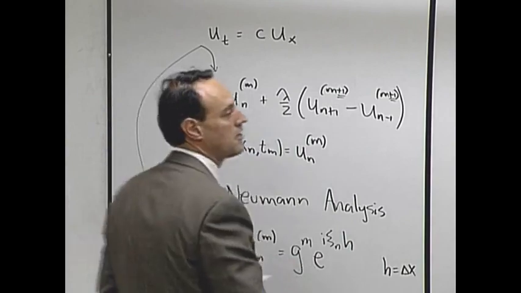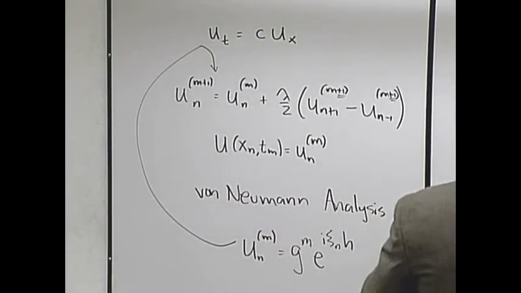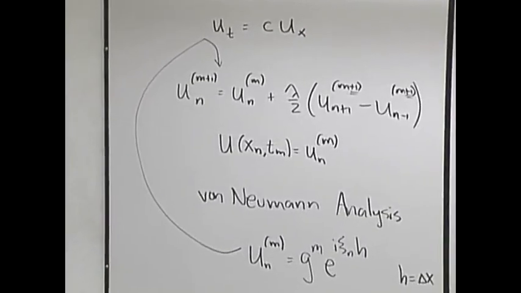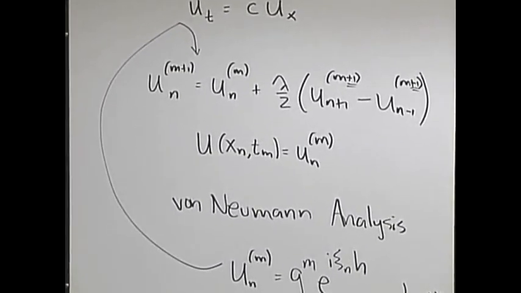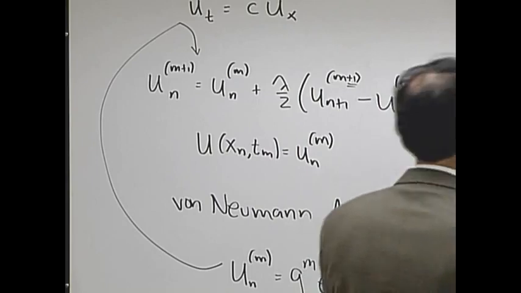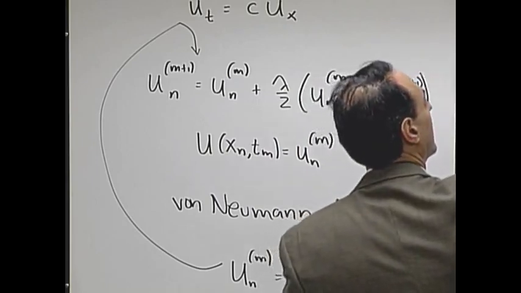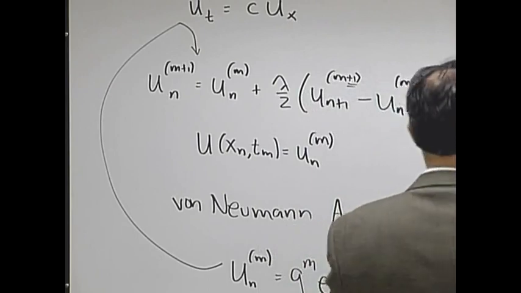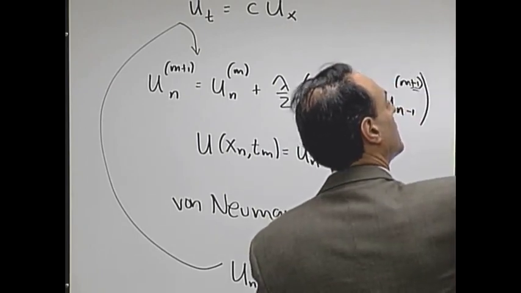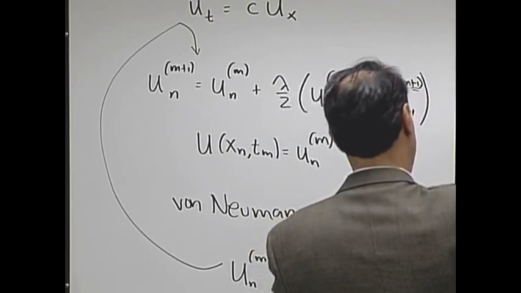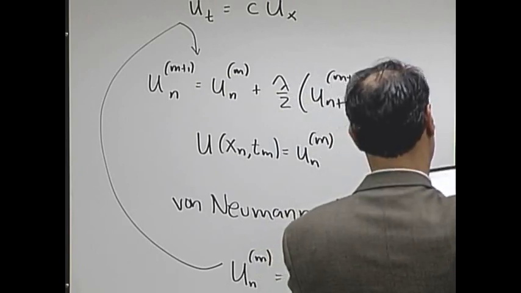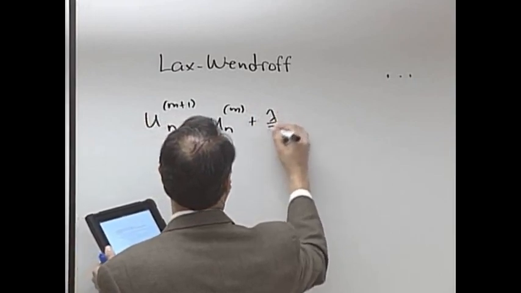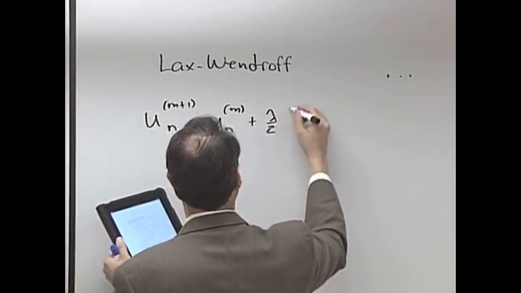All right, now let's keep working on this scheme and look at some of the other ones we came up with. So let's go through and talk about, for instance, Lax-Wendroff. Now, Lax-Wendroff had the following scheme. And this will illustrate a little bit more clearly how you get something that can work in certain regimes.